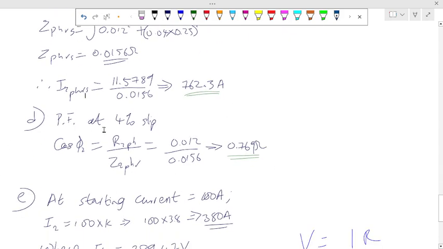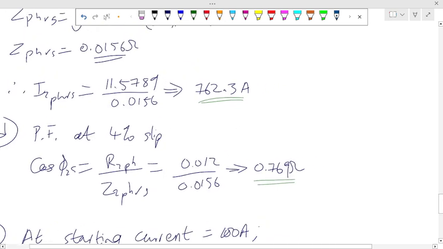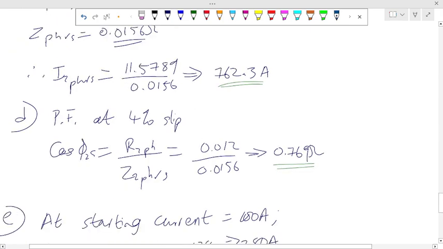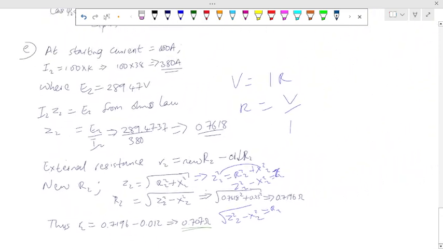So how about our power factor when there is 4% slip? Again, we do this. Power factor when there is slip, our resistance, and then our impedance when there is slip. Our impedance when there is slip is 0.015 divided by the resistance. That will give you this. Okay, so the last part, I think, that's the last part. What is the last part?